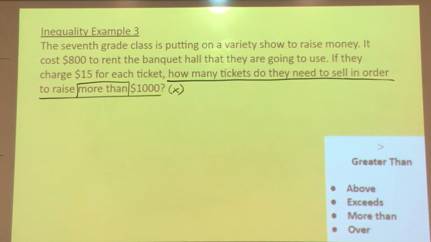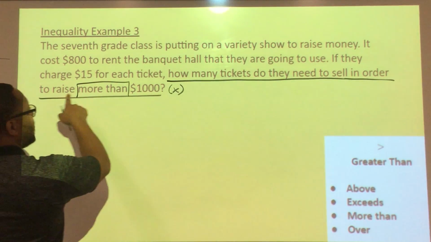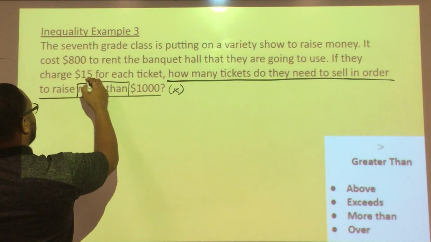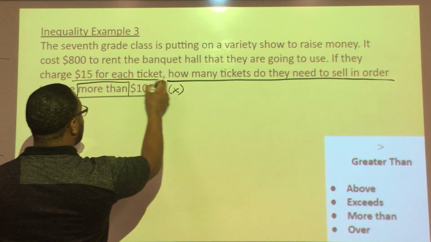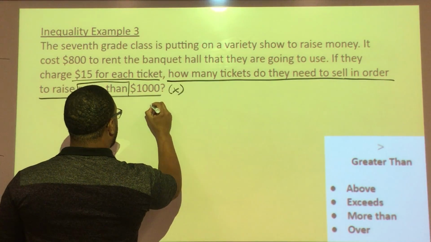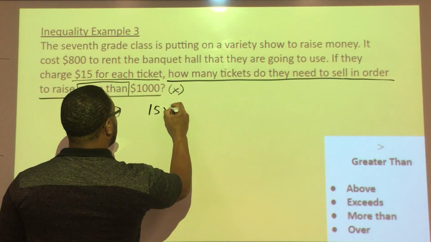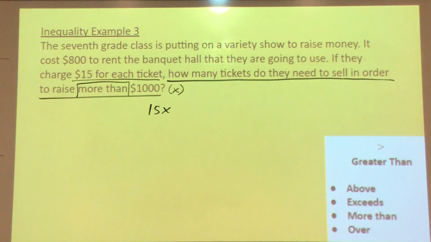So let's go ahead and write this. How many tickets do they need to sell? What information did they give us that's related to tickets? They told us that they plan to charge $15 for each ticket. So this inequality will start like this, 15x.